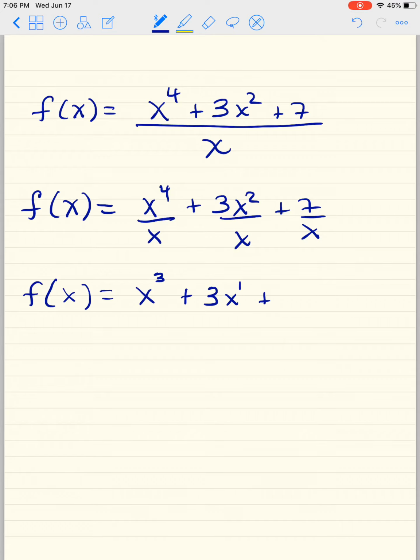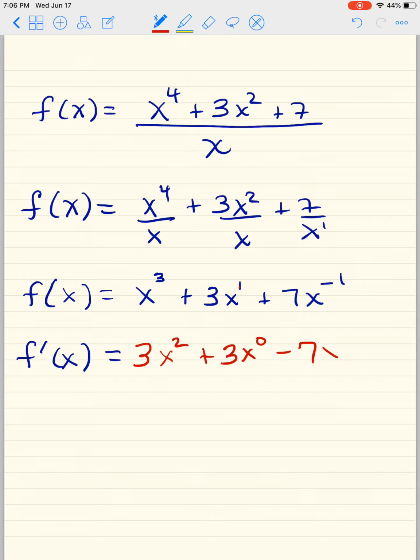Okay, what about this guy here? That's a 1 there. I can bring anybody up as a negative. Now it looks like a power rule. You guys ready? All right, let's do this. 3, recopy, bring it down by 1. 1 times 3, 3, x to the 0. Negative 1 times 7, negative 7, x to the negative 2.